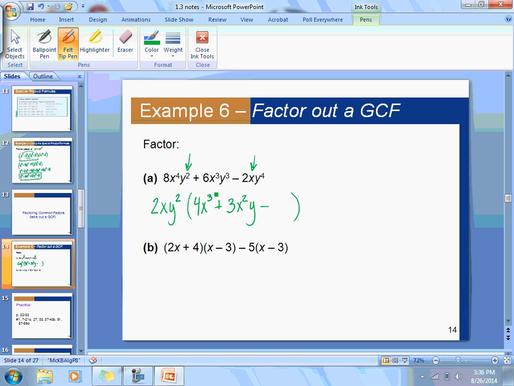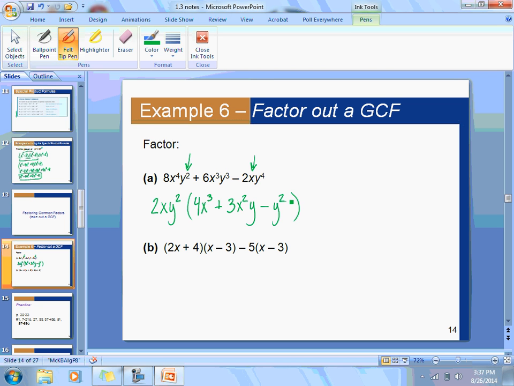Minus 2 divided by the 2 in the GCF, that's just 1. X and x, if I have x to the first and x to the first, they cancel. And I have y to the fourth and y to the second, so 4 minus 2 is y squared. There, I'm done.